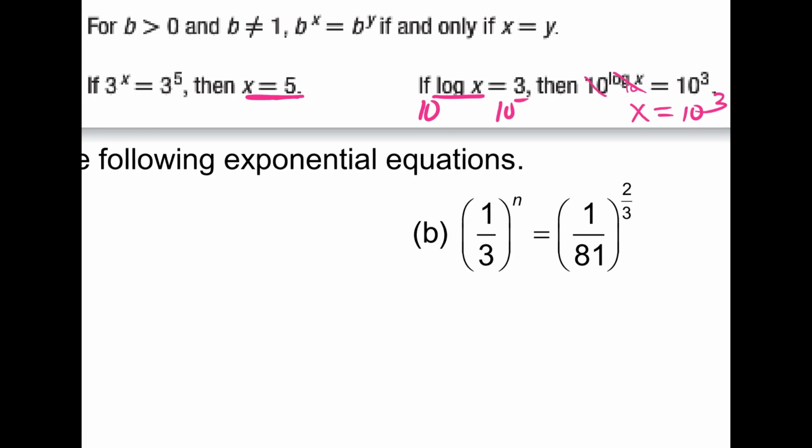I either rewrite so they have the same base, so they're both exponentials with base 3, or maybe they're both going to be log base 10. Or, like over here, I'm going to put each side as if it's the power of some base.